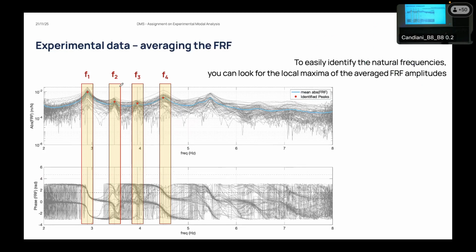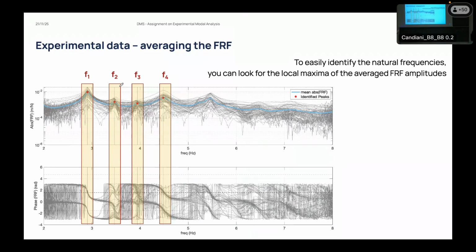So what you have to do is, first of all, to look for the position of those peaks, because looking at the position of those peaks will give you information about the natural frequency of the first 4 modes. As you can see there, you have the frequency response function, and I also plotted with that the mean of the amplitude of the frequency response function.